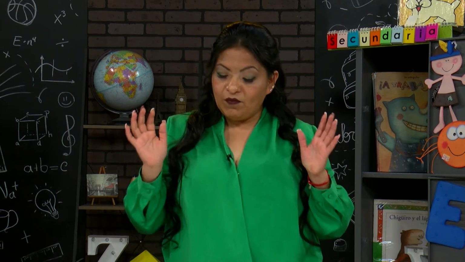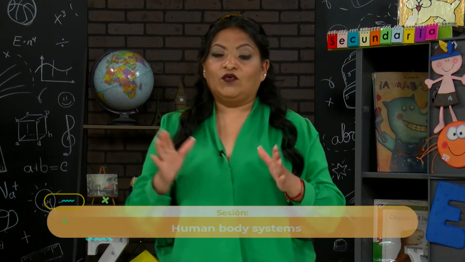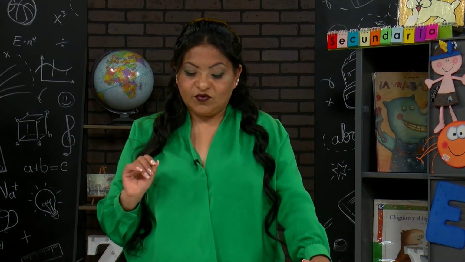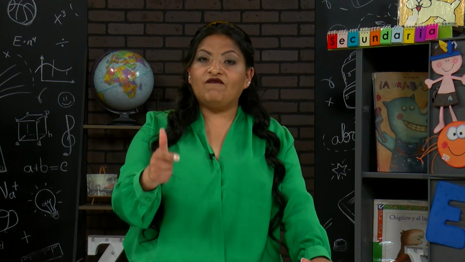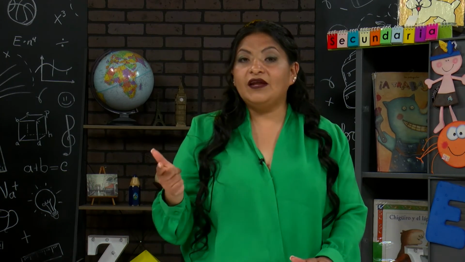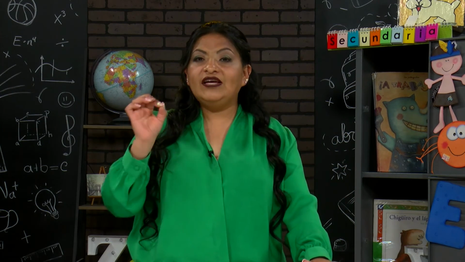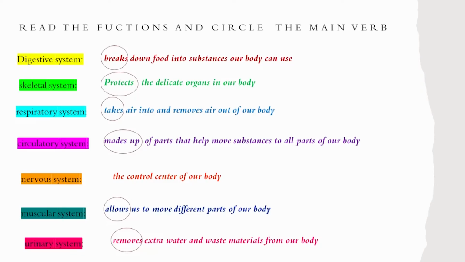In the final class, we are going to finish with two activities, right? What are the two activities? In the first activity, you must identify the verbs in the third person. And in the second activity, you must write the correct system for each organ. So you can see the image, right? And circle the function, the main verb.